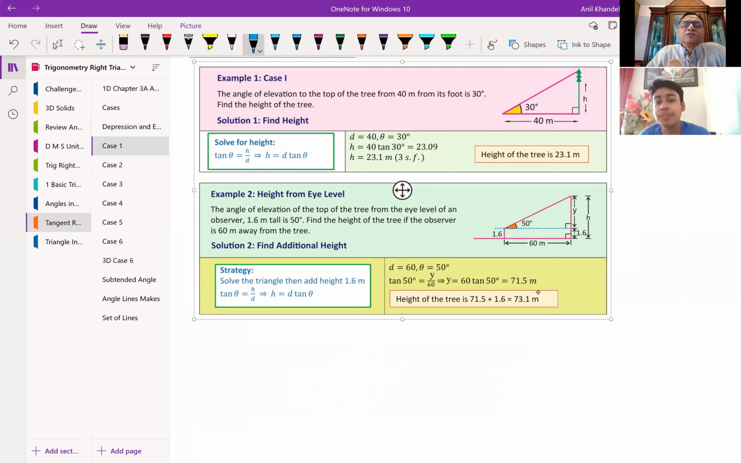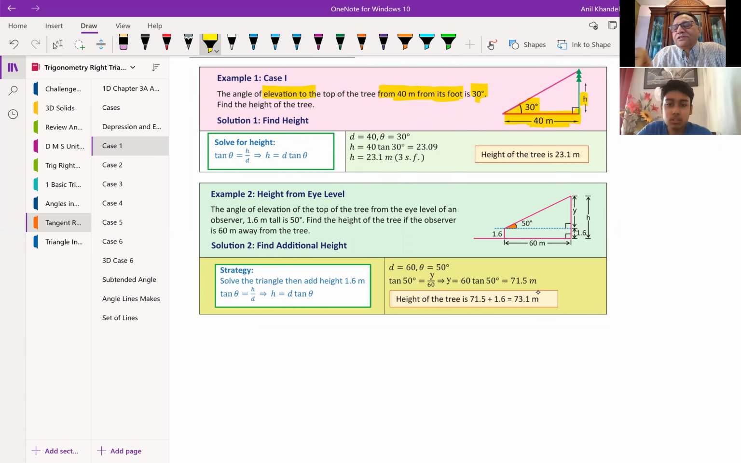Yes. So we need to find the height h, simple as that. We are given that the angle of elevation is 30 degrees. So that is the angle of elevation, right? Yes, sir. 40 meters from its foot. 40 meters from its foot means this, correct? From its foot, 40 meters. So we know the distance from the foot of the tree. We know the angle of elevation.